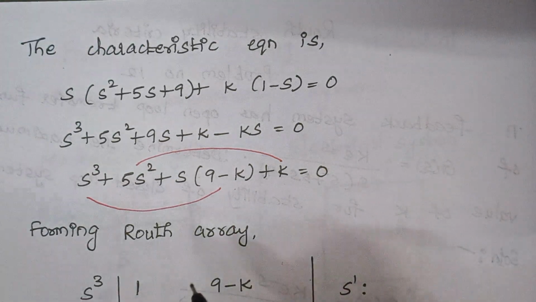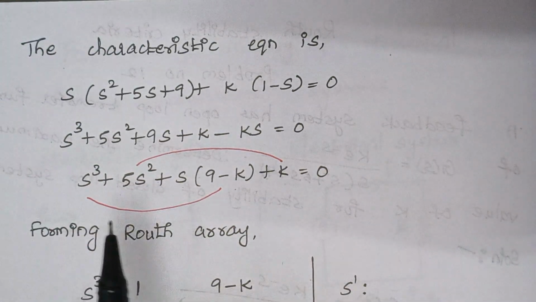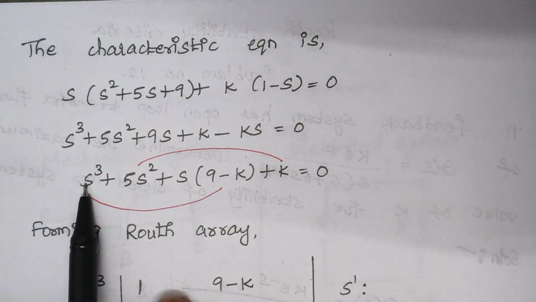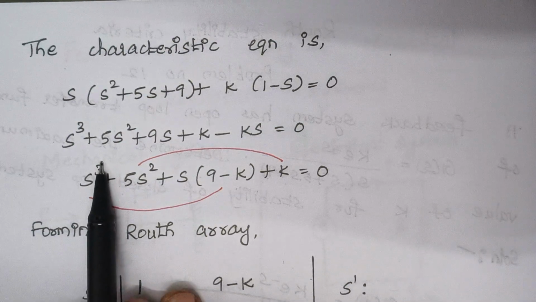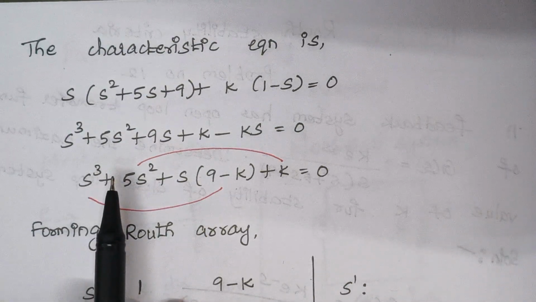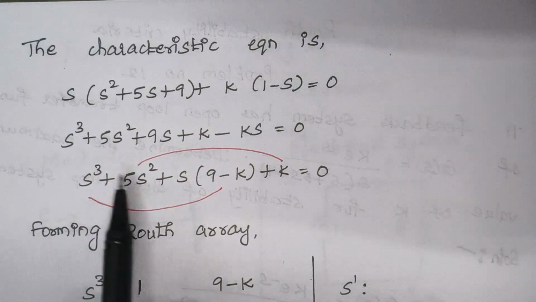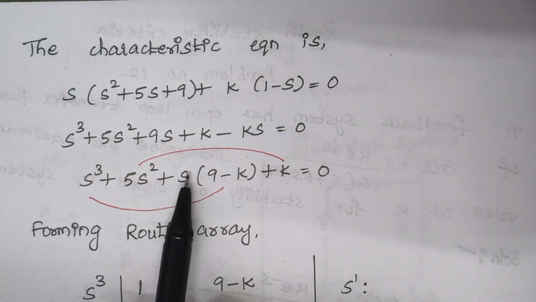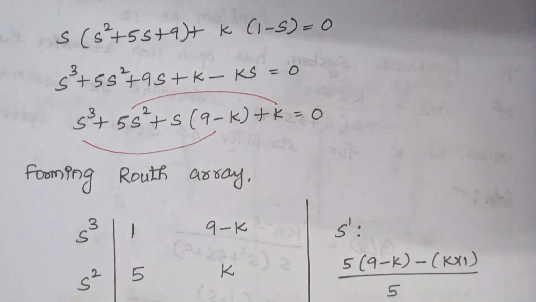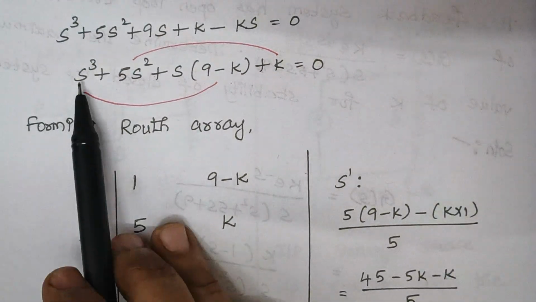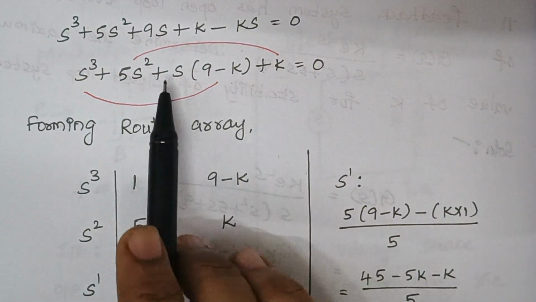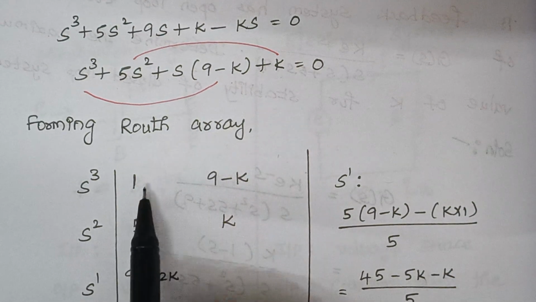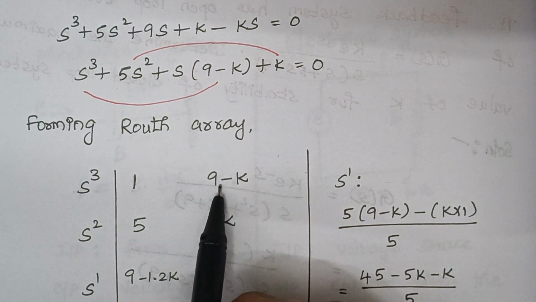The next step is we are going to form the Routh array. So here the maximum power of s is 3, that is an odd number. So we have to join all the odd powers. So here s cube and here it is s to the power 1. Right. So the first element is s cube. The coefficient of s cube is 1 and the coefficient of s is 9 minus k. So I have written 1 and 9 minus k.